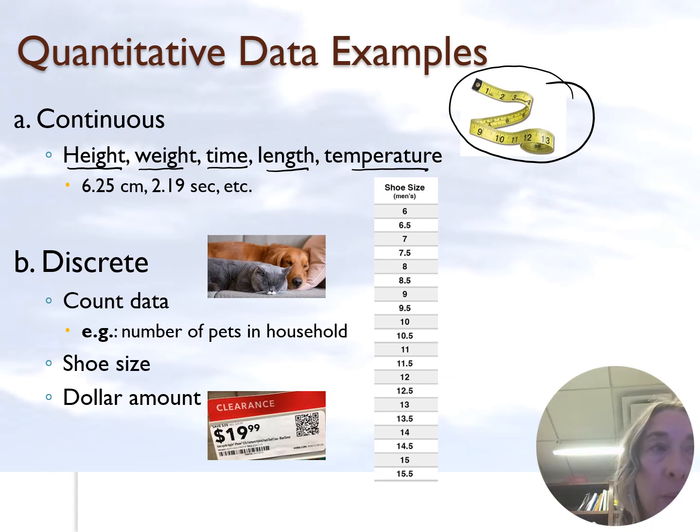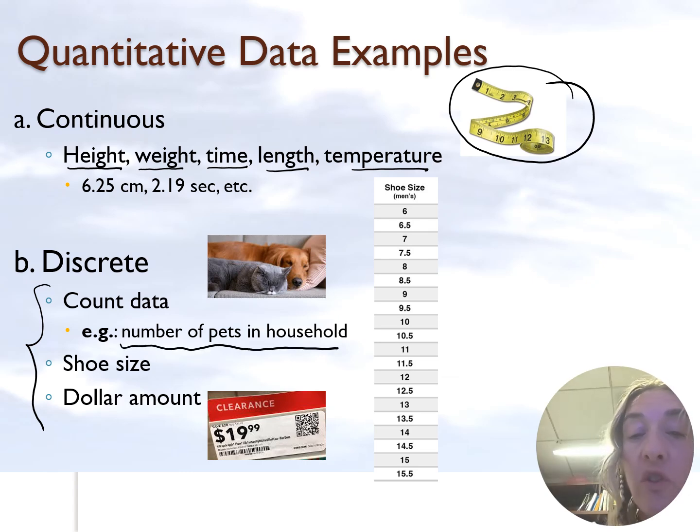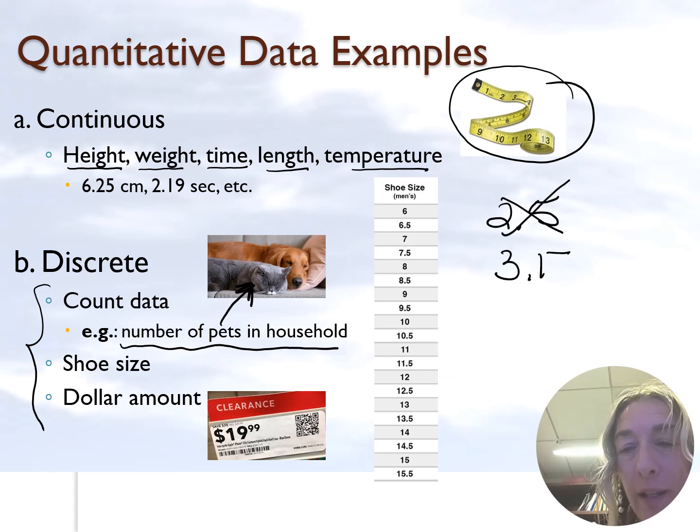Discrete data, which as we said can only take on certain or fixed values, can consist of the following types of data. The first is count data. For example, the number of pets you may have in your household. So for example, you could say, I have 2 pets in my household. You can't say you have 2.5 pets in your household, right? Or 3.17 pets in your household. The number of pets or something similar can only be a whole number, right?